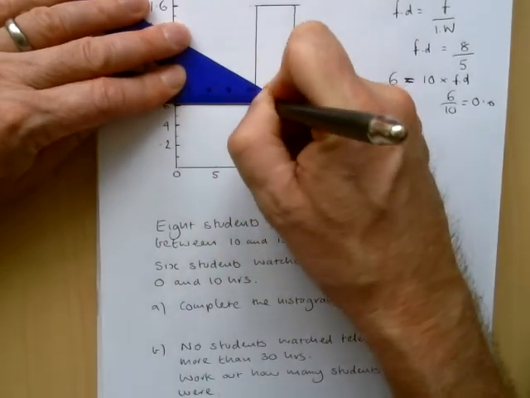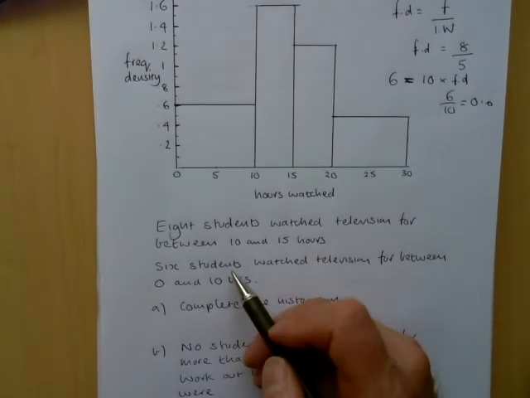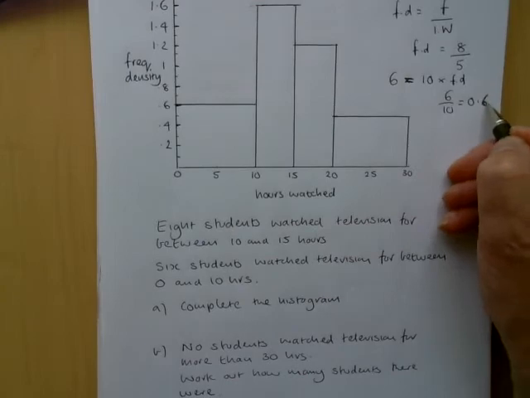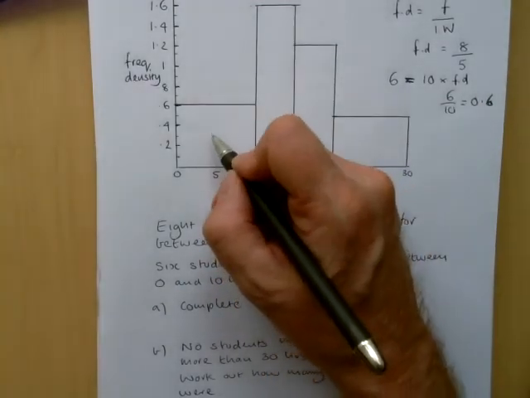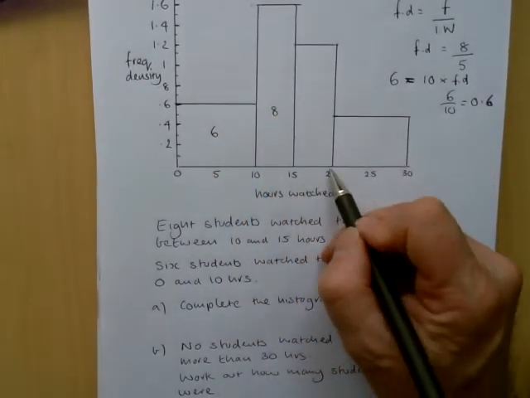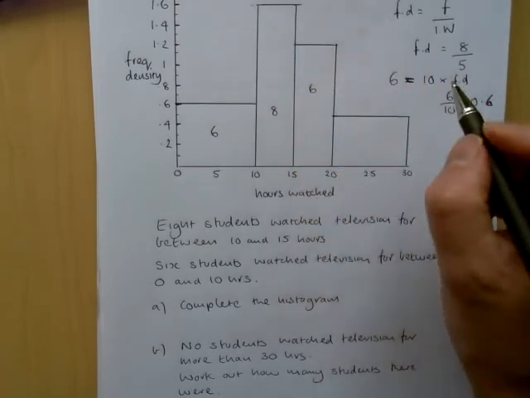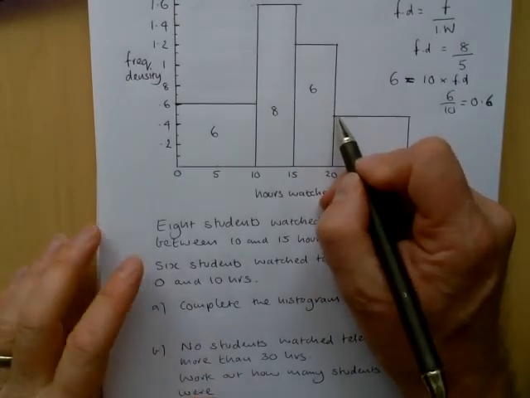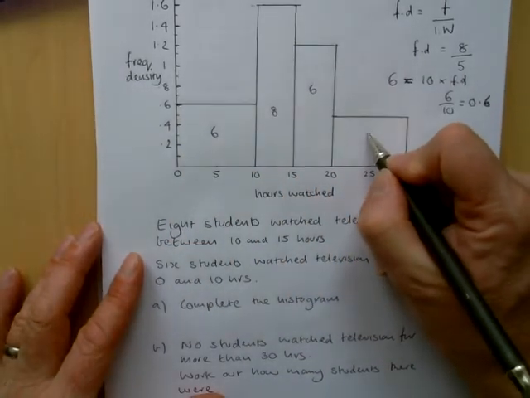I'll just take you through that again. I have one bar to complete, the 0 to 10 bar. I'm told there's 6 students, so I do 6 divided by the width of 10, and that gives me the frequency density of 0.6. So we've got 6 students here, we've got 8 students here. If I take the rest, I've got to do 5 times 1.2, which gives me another 6 students here. And then I've got to do 10 times, which this one lines up with 0.5. So 10 times 0.5 is 5 there.